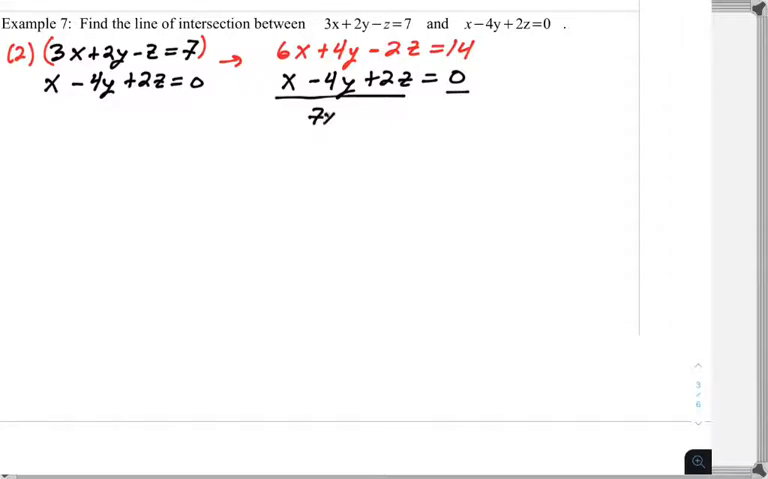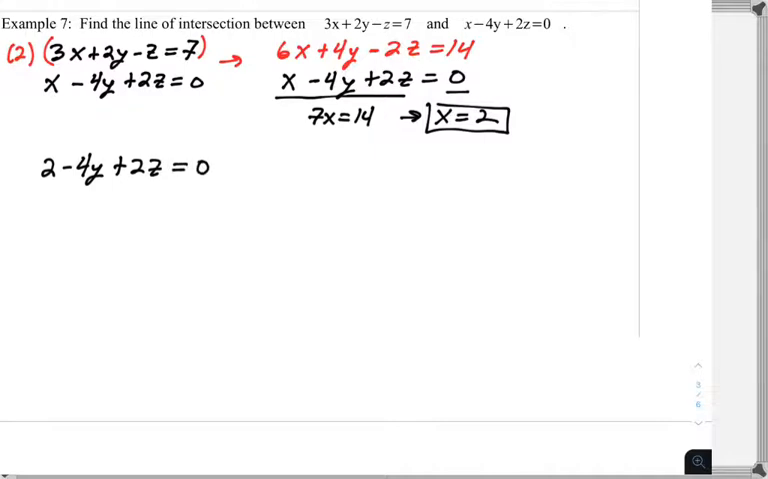And so we're going to have 7x, both the y's and the z's cancel. So we have 7x is equal to 14, which implies that x is equal to 2. Now we're going to plug 2 back into one of the equations, doesn't matter which one. I'm going to plug it into the second equation. Looks a little bit simpler. So 2 minus 4y plus 2z is going to be equal to 0.